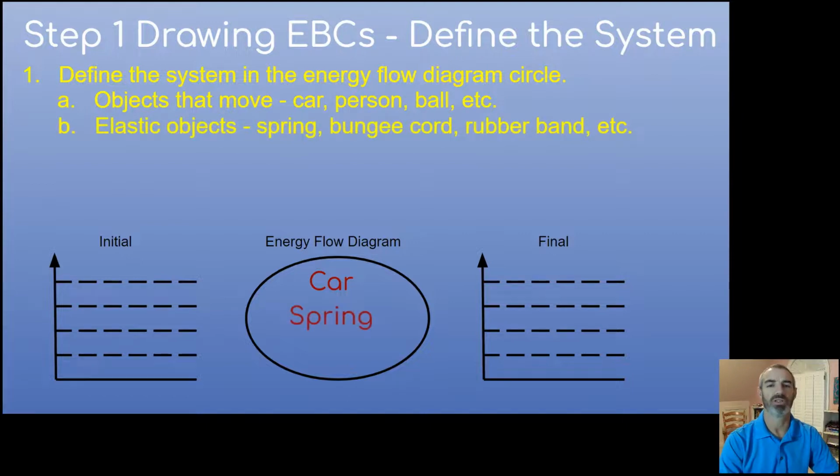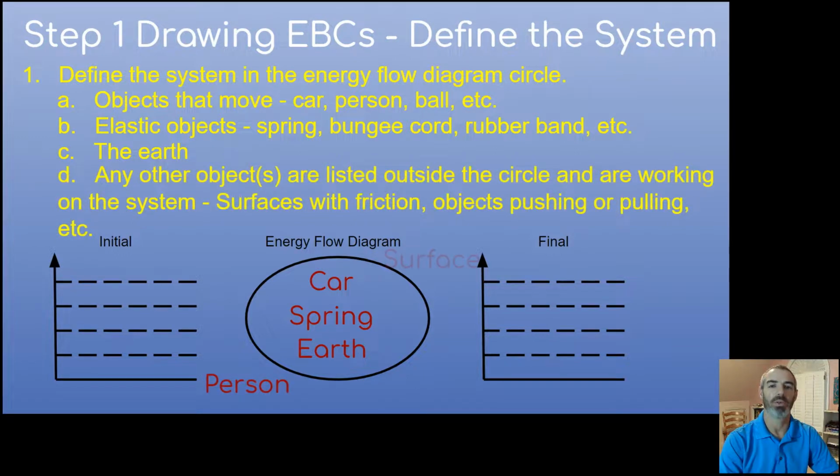Any elastic objects such as a spring, a bungee cord, a rubber band goes in. Anything that can snap back to an equilibrium position, not like silly putty or Play-Doh that would stretch but not go back to an equilibrium. It just stretches and that's it. And then we're also going to include the earth in the system, and that accounts for us having gravitational potential energy. Any other object that we would have would go outside the system as work. So examples would be a person would go outside if they're pushing, or if their surface has friction, we put the surface outside the system as well. So objects that push or pull or anything that has friction.